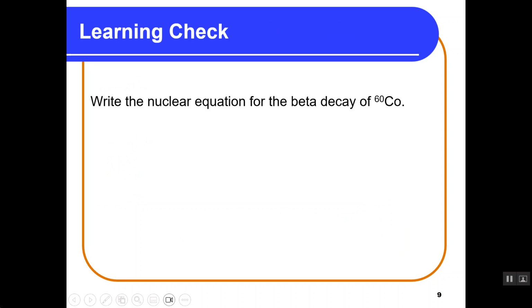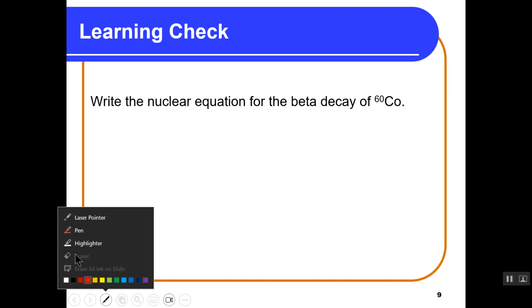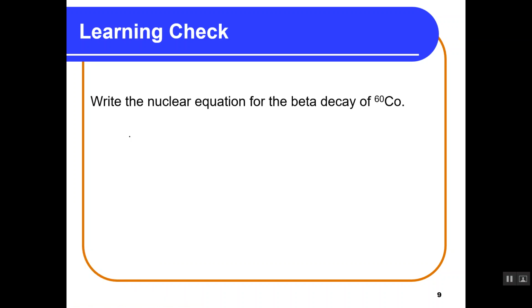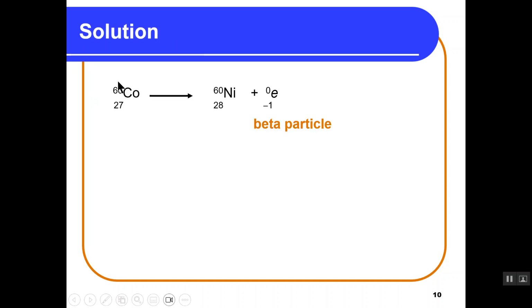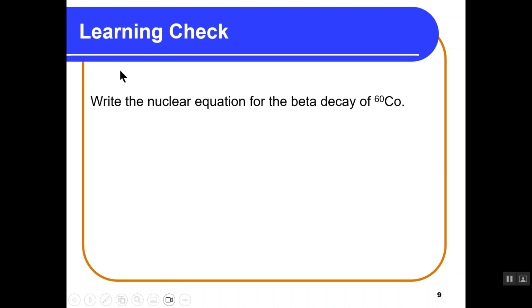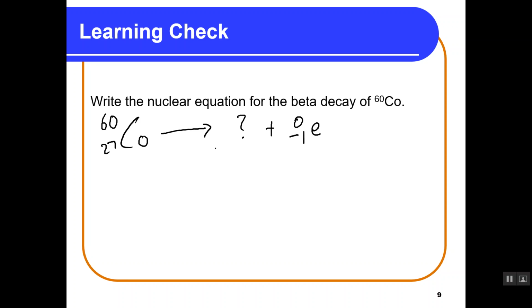So let's see if we can do this particular question here. This question says, write a nuclear equation for the beta decay of cobalt-60. So what I'm going to do here is write down the formula for cobalt-60. The mass number is 60, and then I would consult the periodic table, and according to the periodic table, the atomic number is 27, right? And we know that it emits a beta particle, so I'm going to write down the formula for the beta particle here.